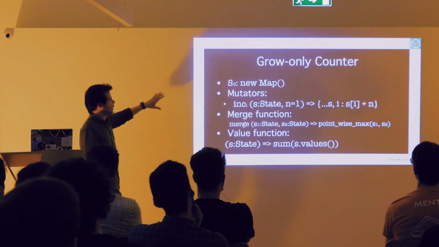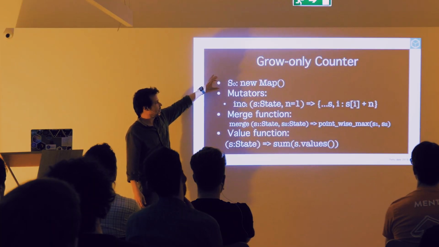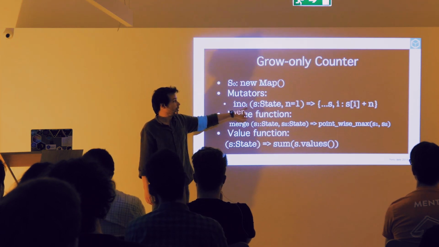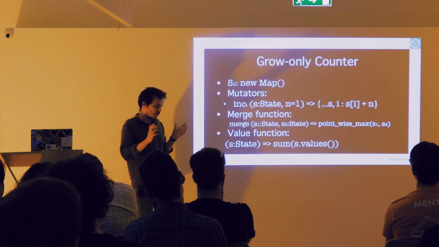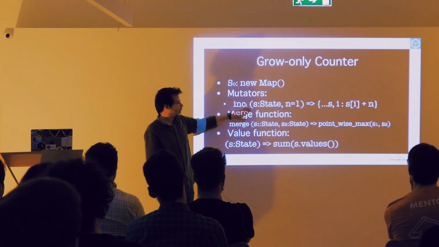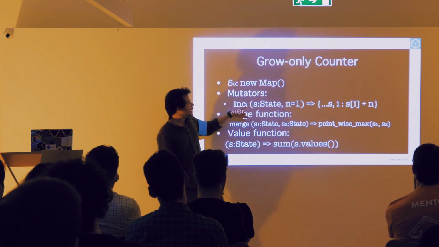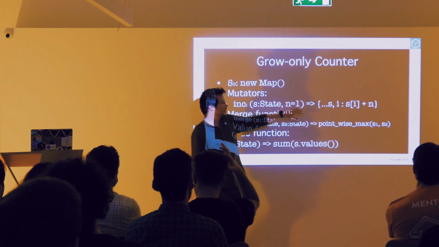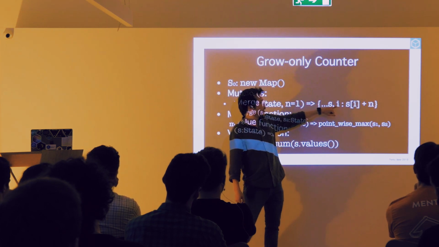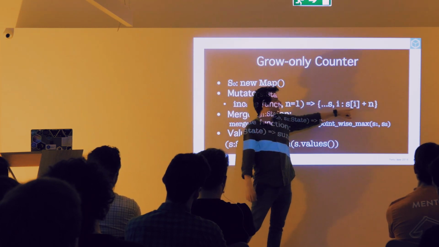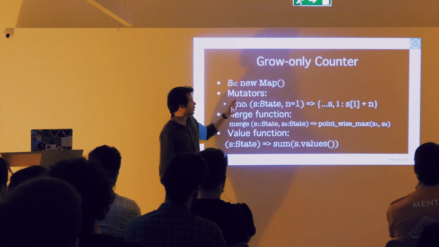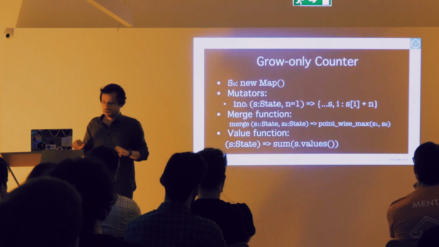So the grow-only counter starts with a map. The state is a map, and mutators are bound to the node identifier. So here I'm introducing something called a node identifier. Each replica has one identifier, and when I increment the state, I'm returning the map of the state with the element that belongs to my replica incremented by n, which is the argument I pass here, which defaults to 1. So I'll show you an example which is really simple.